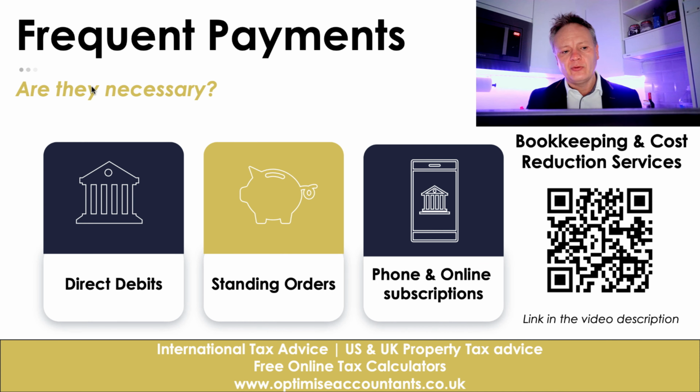Frequent payments. This is where I would say you've got your quick wins. What you're looking for is your direct debits, your standing orders, which you can identify from your bookkeeping systems under SO or DD, but you can also get it from your bank statements as well.